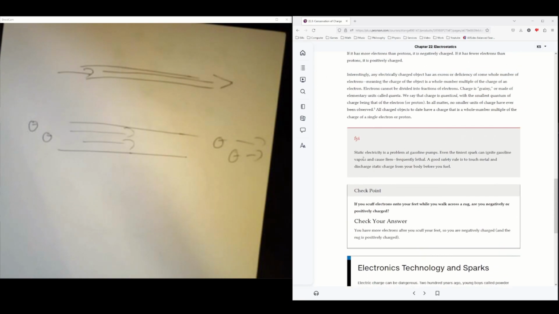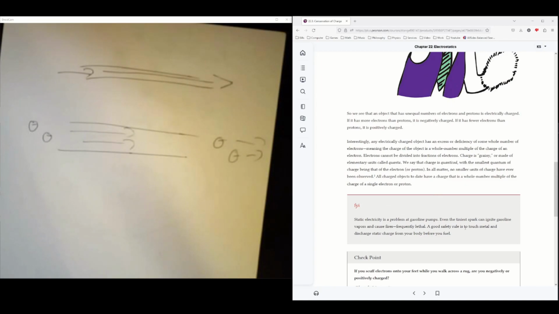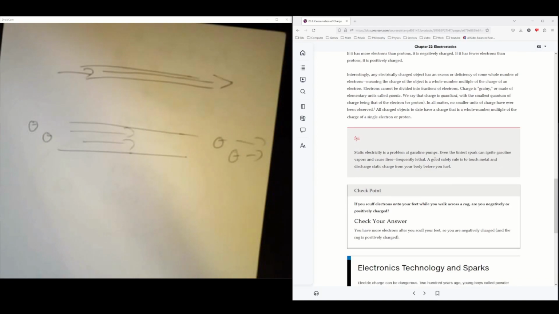And let's see, what's this? FYI, static electricity is a problem. Static electricity, again, known for a long, long time. At gas pumps, even a tiny spark can ignite gasoline vapors and cause fires, which are frequently lethal. A good safety rule is to touch metal and discharge static charge from your body before you fuel. Definitely good advice. I'll have to say that static electricity blowing up a gas station is not a very common occurrence. But that is a good safety measure.